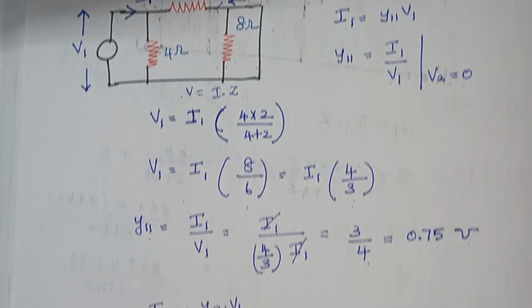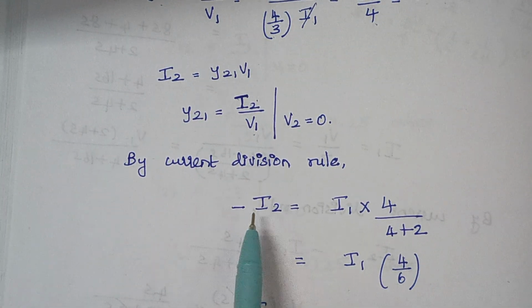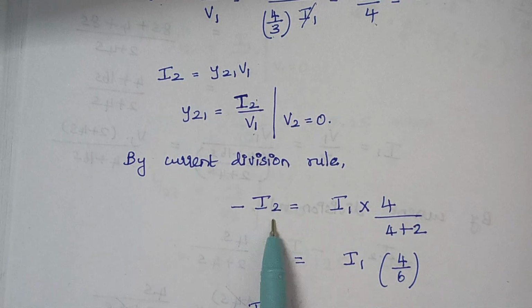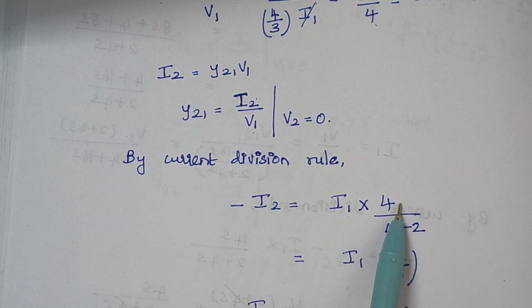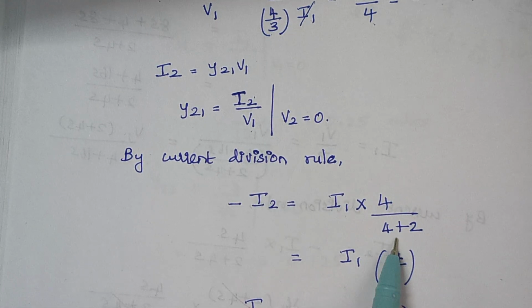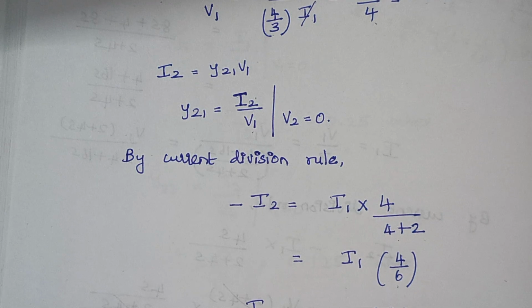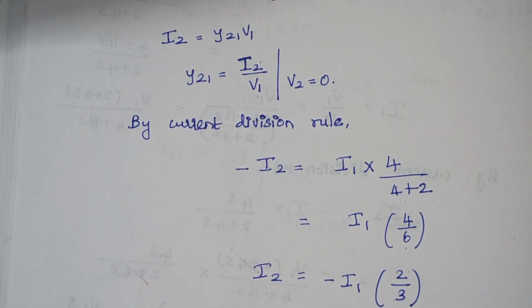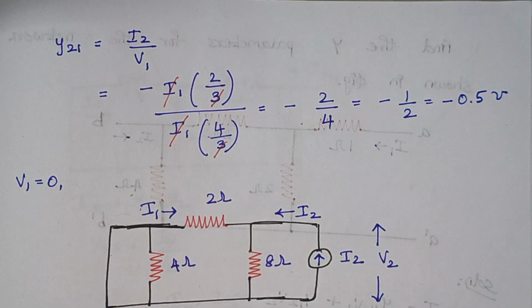So here, by current division rule, I2 is given by, I am writing it as minus I2 because the direction of I2 is opposite to that of I1. So minus I2 is equal to total current I1 into opposite resistance 4, divided by total resistance 4 plus 2. So here it is 4 by 6 and finally the answer is 2 by 3. So I2 is equal to minus I1 times 2 by 3.